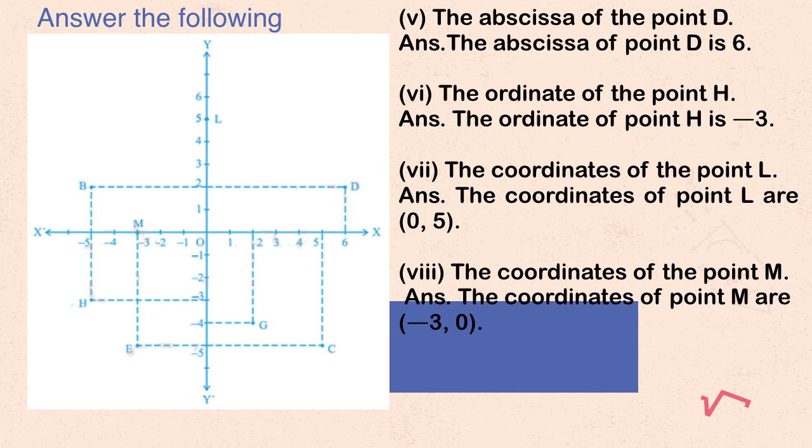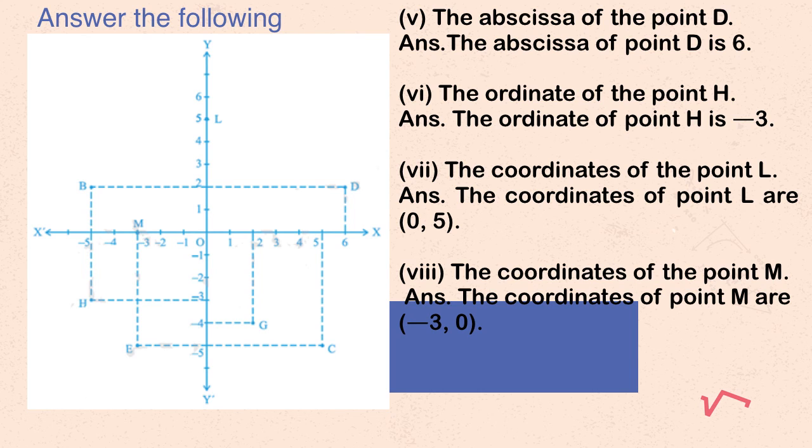Since the point L is lying on the y axis, therefore my x coordinate is 0. So my abscissa becomes 0. Now we will see the value of y coordinate. Where is the point lying on the y axis? It is lying at 5. Therefore, the y coordinate value or the ordinate is equal to 5. So I can write the coordinates of point L as 0, 5.